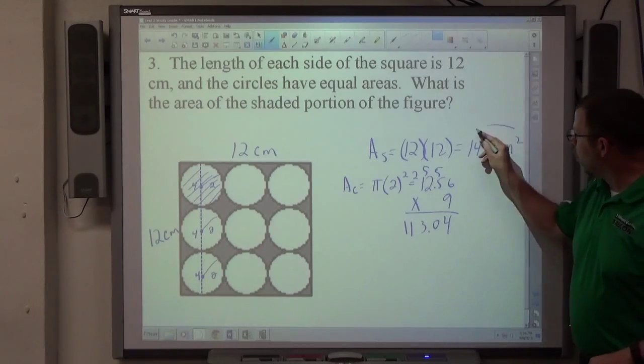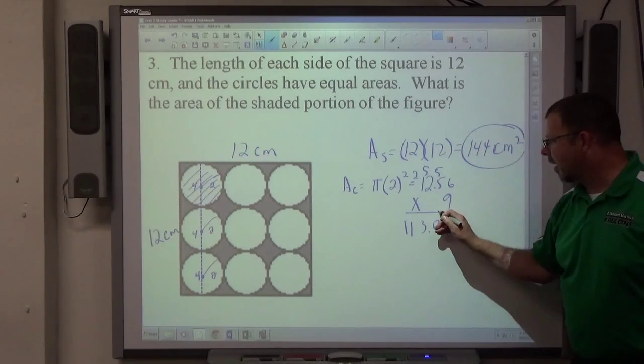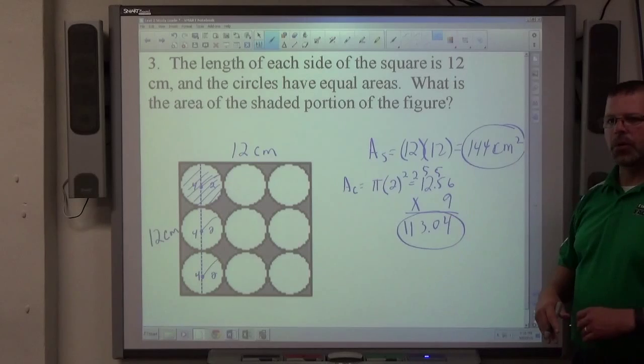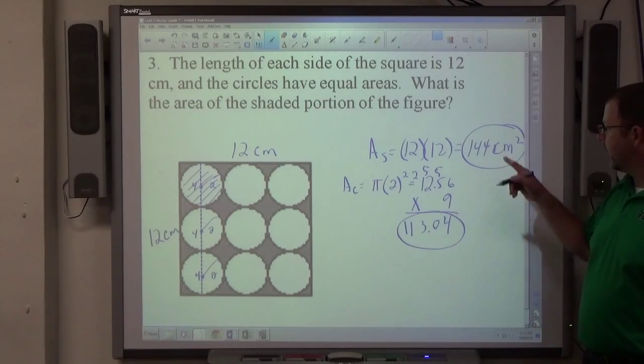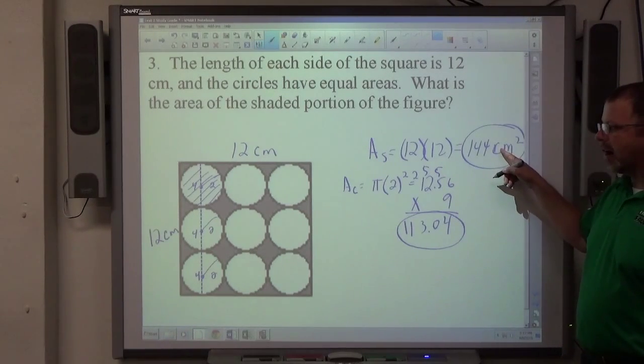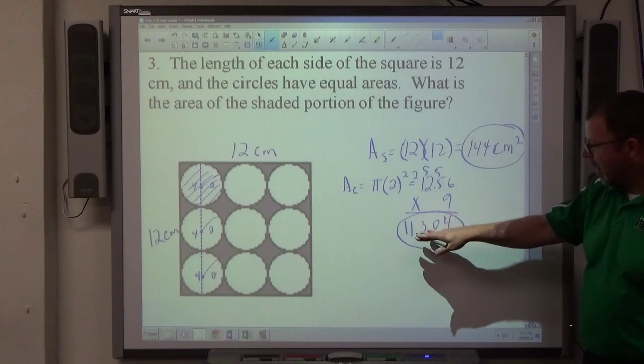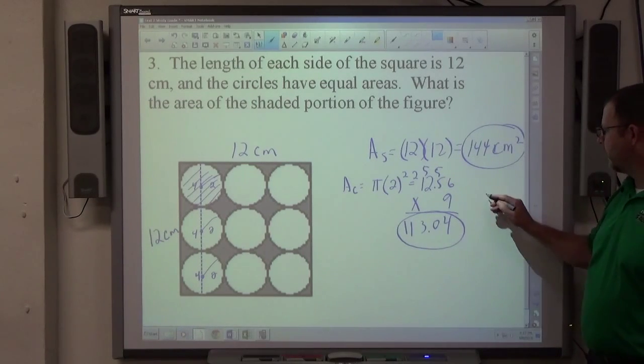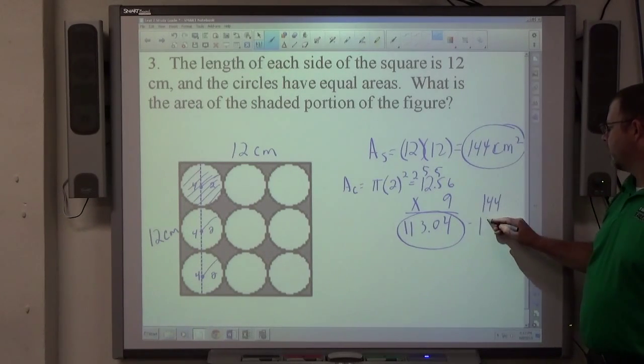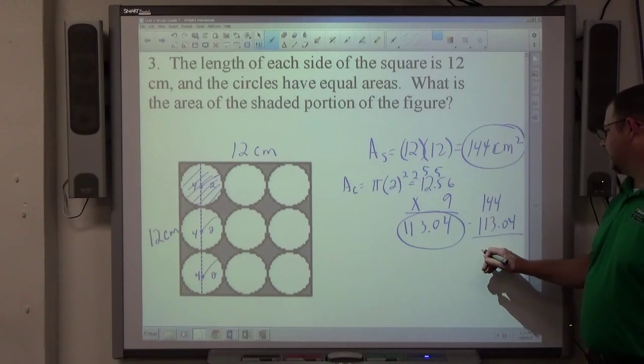So the area of the whole square is 144. The area of all 9 circles is 113.04. So the shaded area is simply the total area of the entire shape minus the unshaded pieces. So 144 minus 113.04 comes out to 30.96.